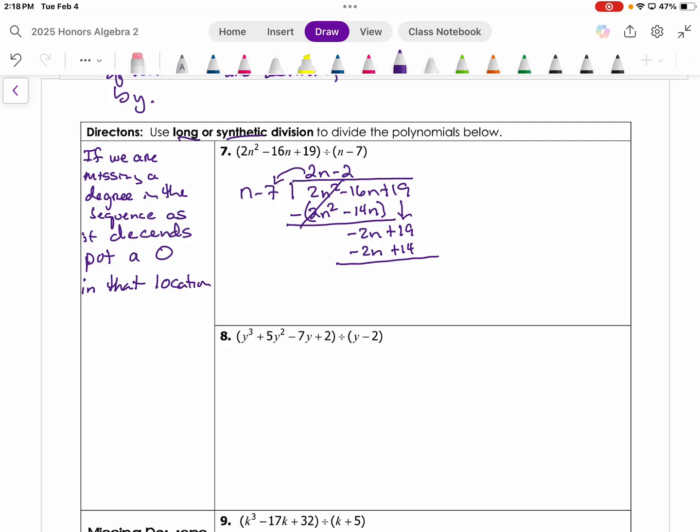My n's match. Great. I'm going to set it up to subtract down. Negative 2n minus a negative 2n, they cancel. And then 19 minus 14 is a positive 5. And then now I'm ready to write the remainder. It is plus 5 over n minus 7. It's a positive 5, so I got a plus sign there. And then I write it over what I'm dividing by.